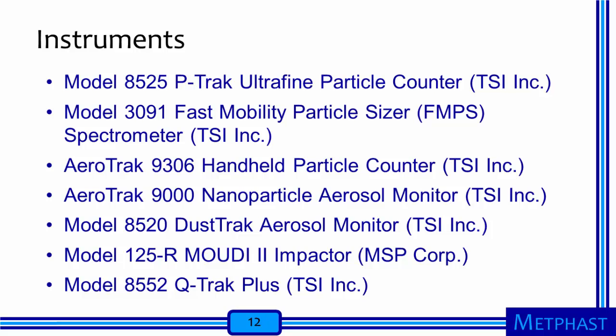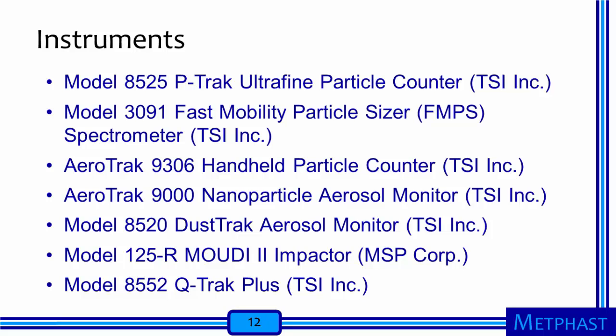We used a handheld optical particle counter to measure larger particles, those ranging from about 0.3 micrometers or 300 nanometers up to about 10 micrometers in diameter. A nanoparticle aerosol monitor measured surface area concentrations of particles ranging from about 10 nanometers up to about 1,000 nanometers or 1 micrometer in diameter. We used a dust tract photometer with a PM2.5 inlet to measure mass concentrations of particles ranging from about 100 nanometers or 0.1 micrometer up to 2.5 micrometers in diameter.